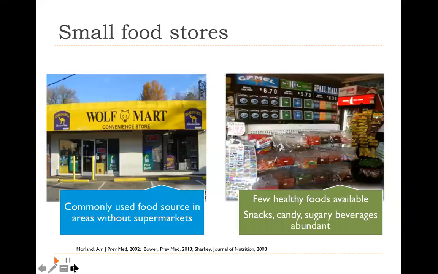Thanks, Jackie. So from your work in the tobacco retail environment, you may be familiar with the fact that lower income and racial and ethnic minority neighborhoods tend to have lower access to supermarkets, while small food stores like convenience stores and corner stores are commonly used food sources. However, corner stores or convenience stores typically don't sell healthier food items like fresh produce, while energy-dense foods and sugary beverages are common. Next slide.